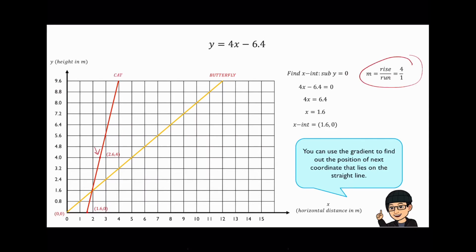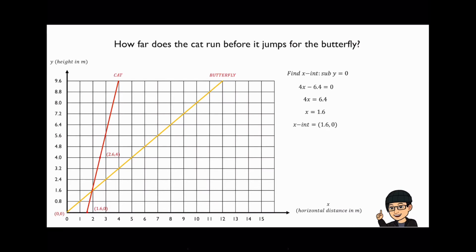The next question wants you to find out how far the cat runs before it jumps for the butterfly. In order to answer this question, you must really understand what your axes represent. Notice over here, I just want to draw your attention that your y-axis represents the height in meters. So when y is equal to 0, that means you're still on the ground. You haven't left the ground yet. Any values above 0 mean you're in the air.